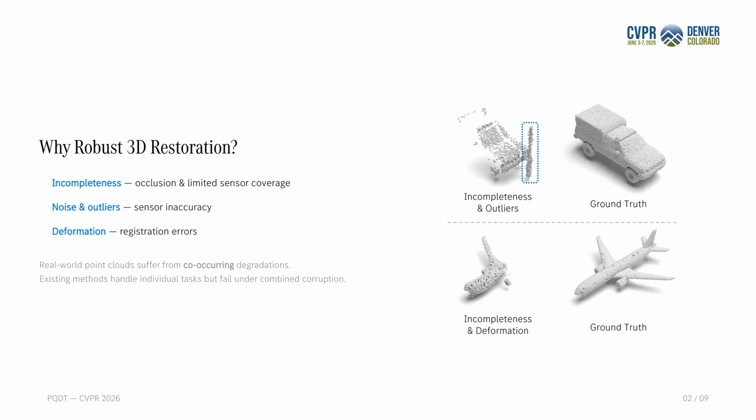Real-world 3D point clouds suffer from multiple co-occurring degradations: incompleteness from occlusion and limited sensor coverage, noise and outliers from sensor inaccuracy, and geometric deformation from registration errors. As you can see on the right, these degradations rarely occur in isolation. A single scan can be incomplete, noisy, and deformed simultaneously. Existing methods typically address each problem individually, but they struggle when these corruptions are combined.